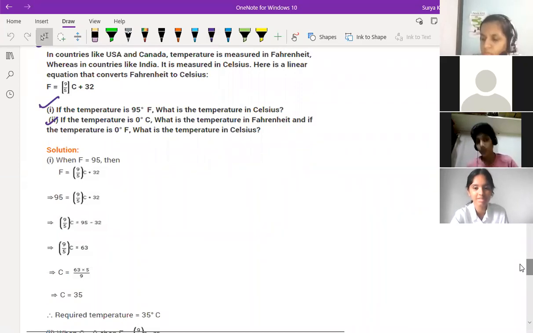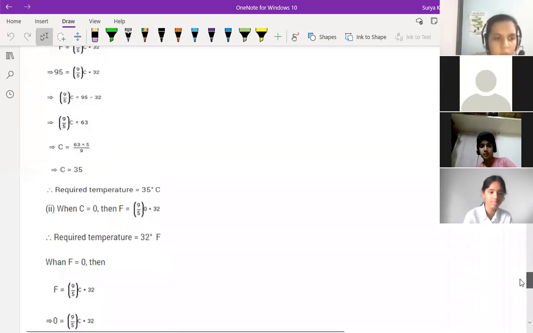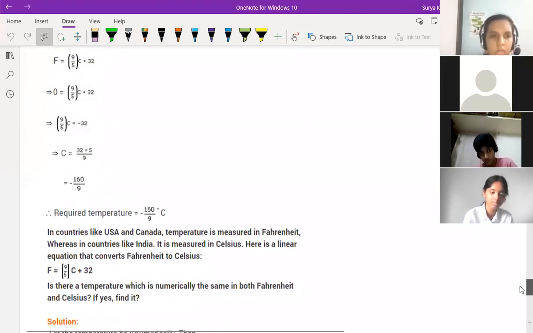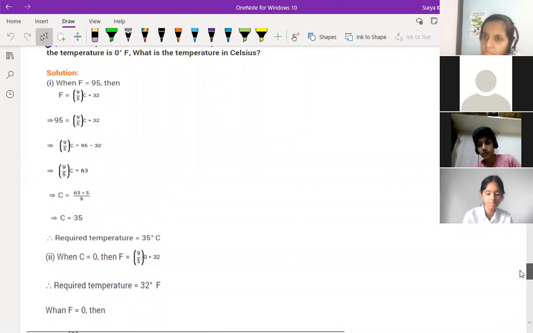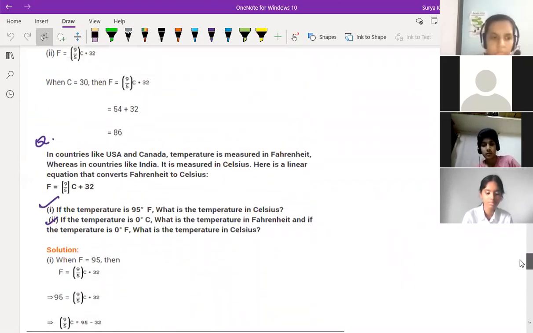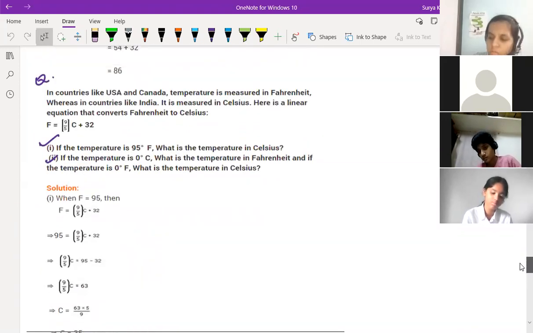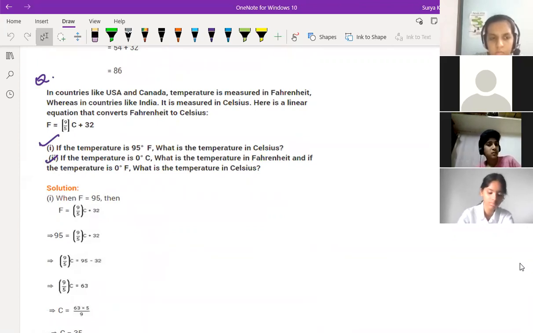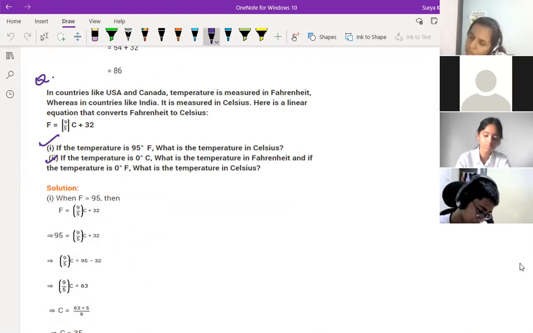Sir, second part will be 32. It's giving here 1 minus 160 by 9 degrees Celsius. If C is equal to 0, then 9 by 5 into 0 plus 32. If the temperature is 0 degrees Celsius, what is the temperature in Fahrenheit? And if the temperature is 0 degrees Fahrenheit, then what? They are saying two questions are there in the second part.